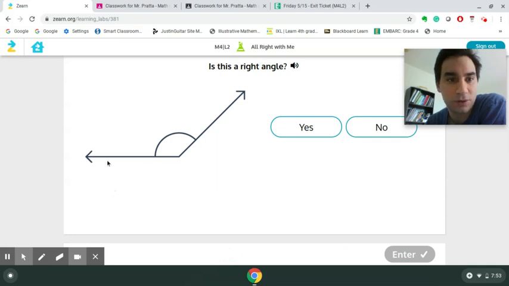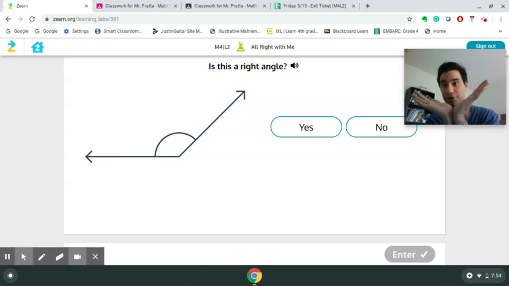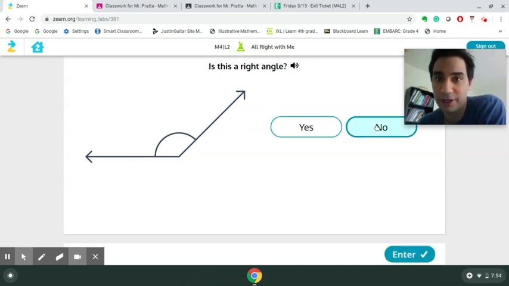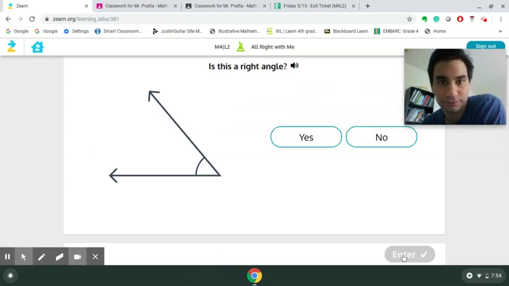Is this a right angle? Well, we can clearly see that this angle is wider than the corner of a piece of paper. It's much wider. It's like out here. So this is larger than a right angle. It is not a right angle. Is this a right angle? Well, we have the opposite problem here. This looks like it's smaller or more narrow than our right angle. So no, this is not a right angle either.